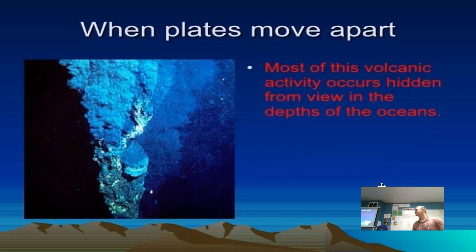most of this volcanic activity occurs hidden from view in the depths of the ocean. A lot of the earthquakes are actually happening not on the continental crust, rather they're happening in the oceanic crust. So a lot of the earthquakes and movement is happening in the oceans rather than the actual continental crust, which is land, right? Max, you getting this written down?